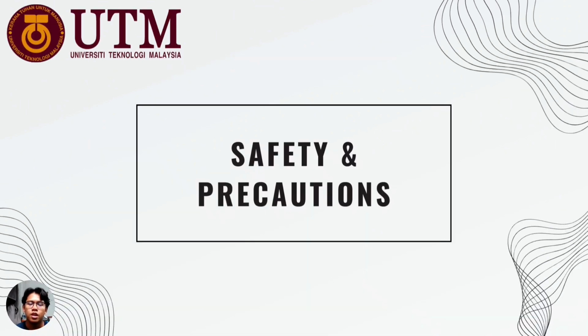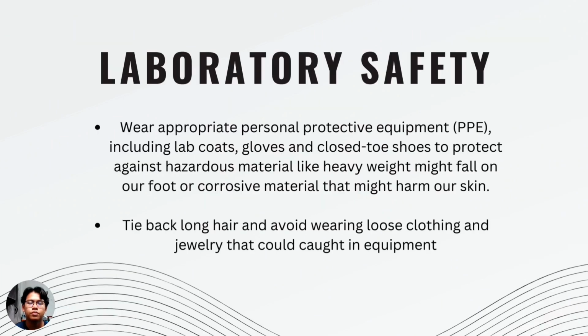For safety and precaution, for laboratory safety, first, wear appropriate personal protective equipment, including lab coats, gloves, and closed-toe shoes to protect against hazardous material like heavy weights that might fall on our feet or corrosive material that might harm our skin. Tie back long hair and avoid wearing loose clothing and jewelry that could get caught in equipment.